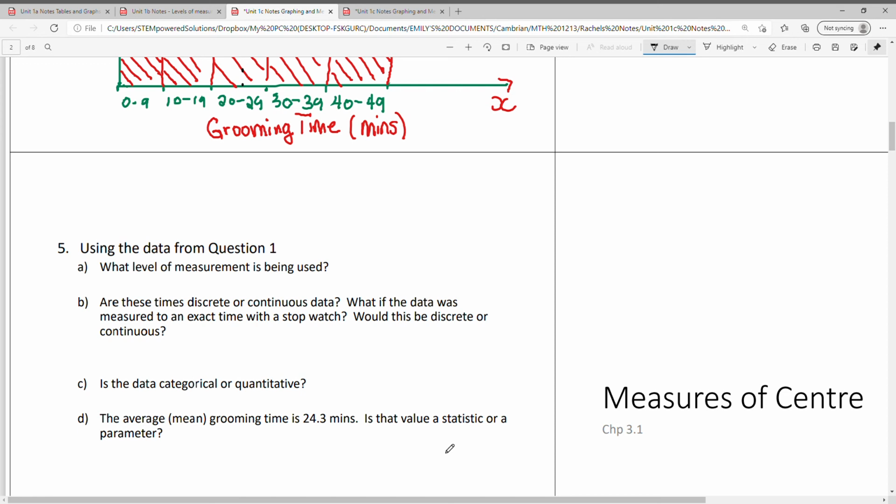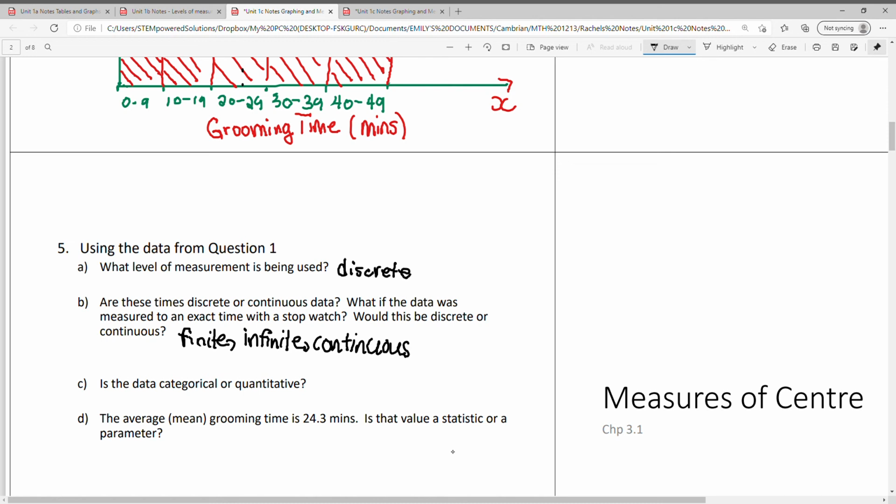Question number 5, using the data from question 1, what level of measurement is being used? This is discrete data. I would say everything's rounded to the nearest minute, so it's finite data. What if the data was measured to an exact time? It would be infinite. Would this be discrete or continuous? It would be continuous data if a stopwatch was used to collect that kind of information.